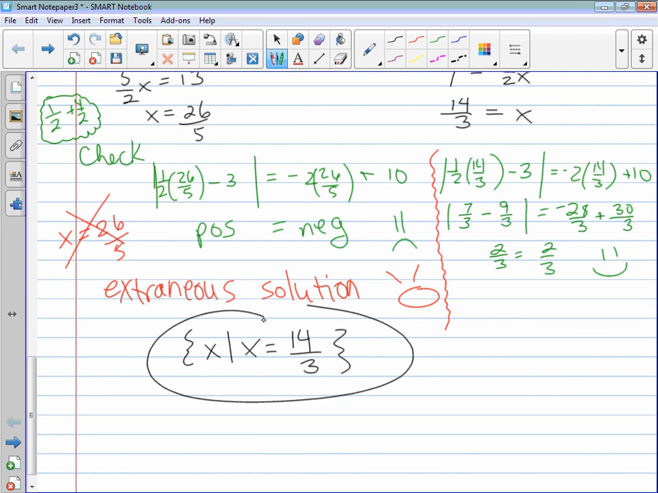Wait, how'd you get 3 out of 1 and 3 minus 3? Because that's what I'm saying. If I have 5 boxes minus 2 boxes, I have 3 boxes. So 7 thirds minus 9 thirds is 2 thirds. The thirds just comes along.